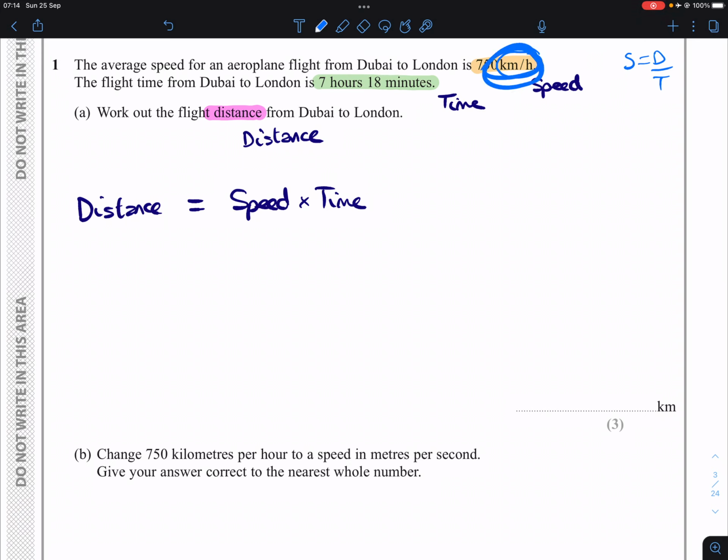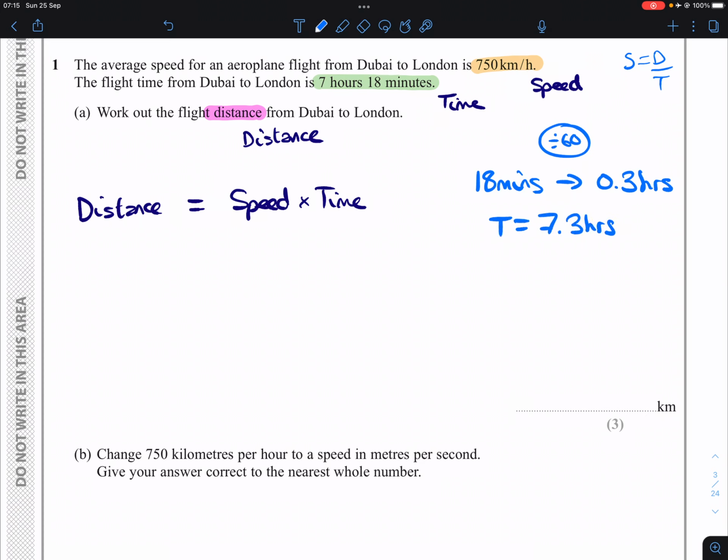Looking at the units for speed again, we've got to be careful because the distance term must be kilometers, which is fine because the question wants our distance in kilometers anyway. But our time must be in hours only. So this 7 hours and 18 minutes is a bit of a problem, the 18 minutes specifically. So we're going to have to turn that into hours by dividing by 60, because there are 60 minutes in an hour. So we have 0.3 hours that way, which gives us 7.3 hours as our time.